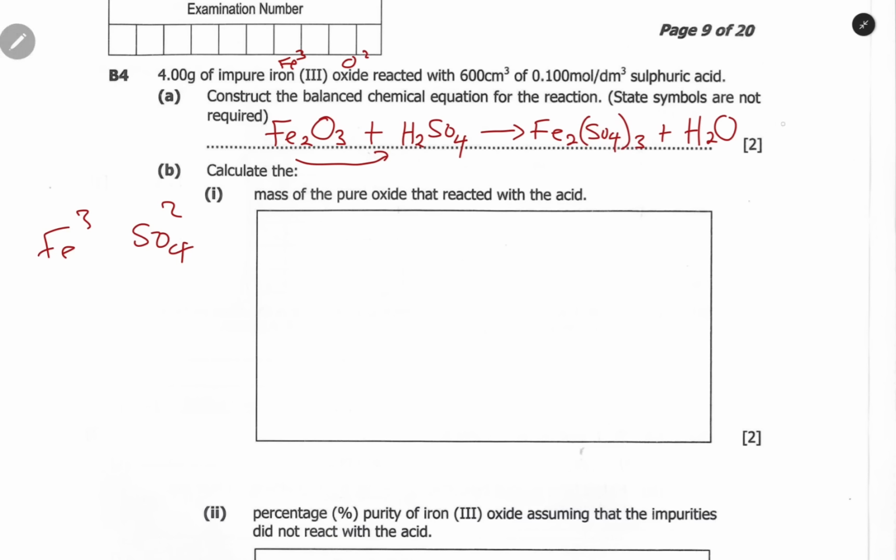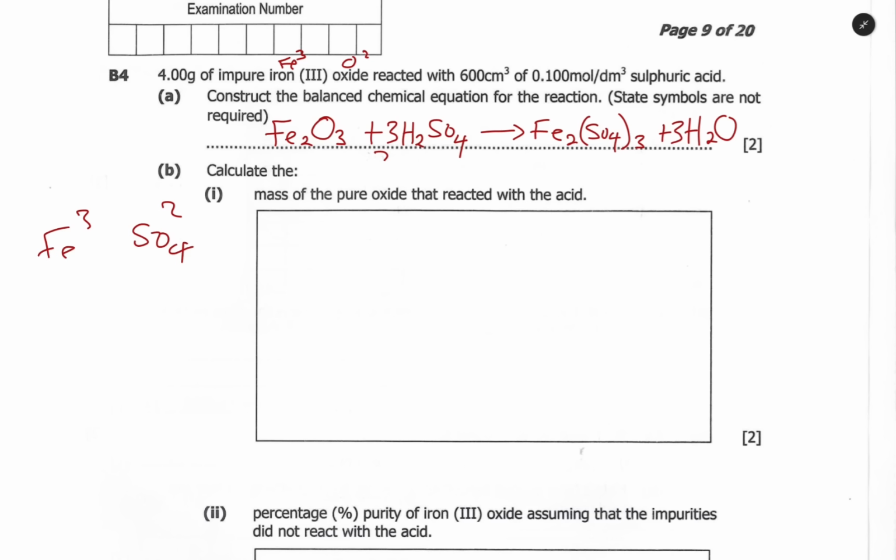Then to balance this one, we just add a 3 in front of water, and also a 3 in front of sulfuric acid. Let us check: hydrogen 6. Oxygen here is 3 plus 12, that is 15, and on the other side 3 plus 12, that is 15. So this is the balanced equation that we can write on this part.